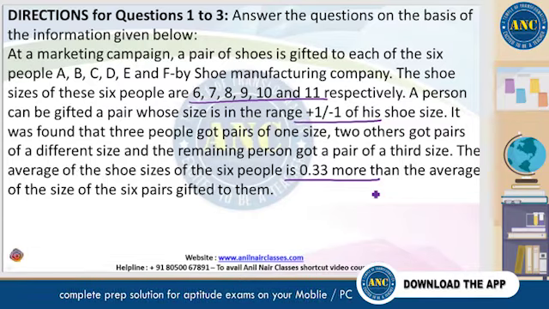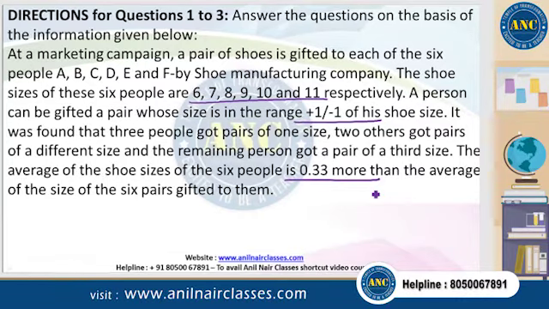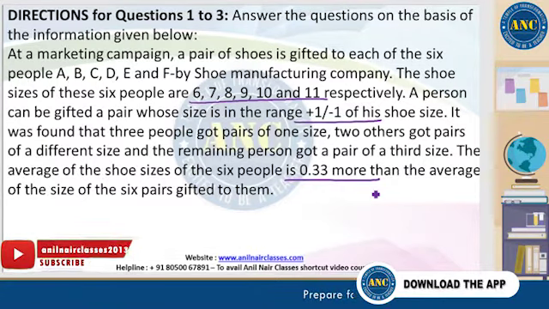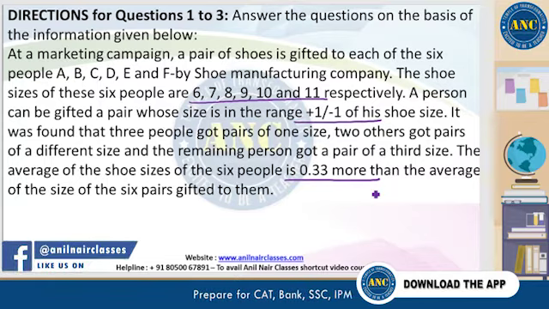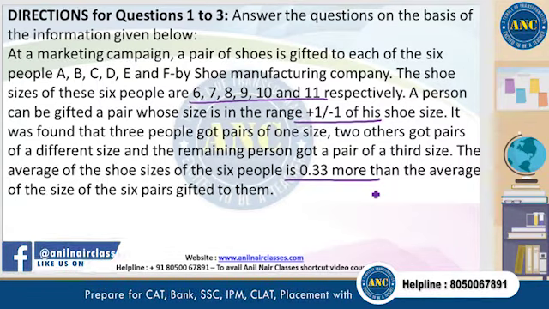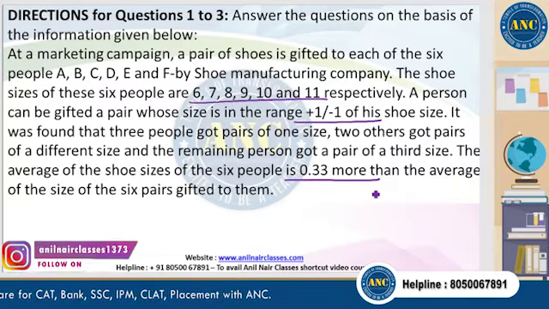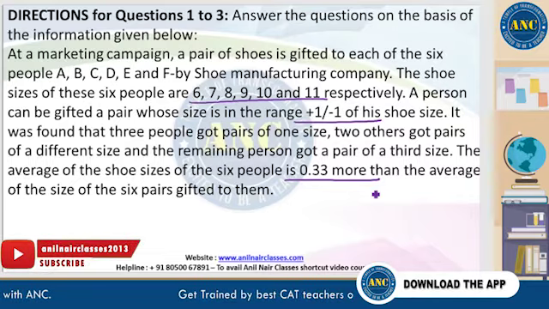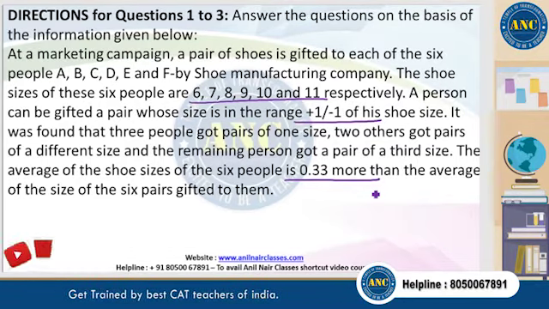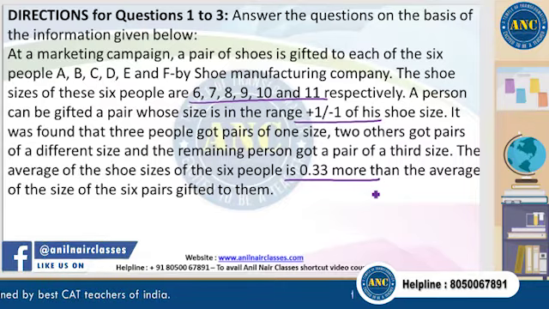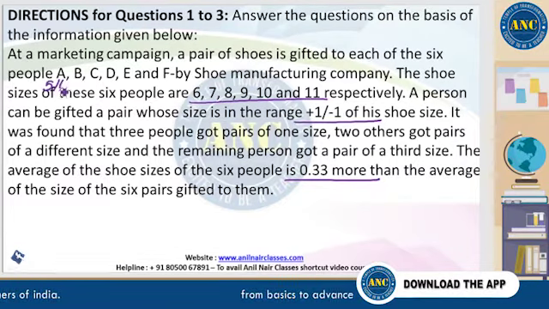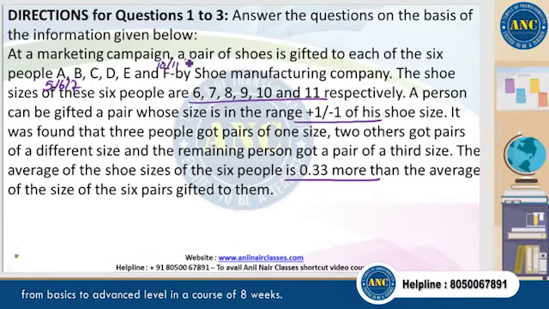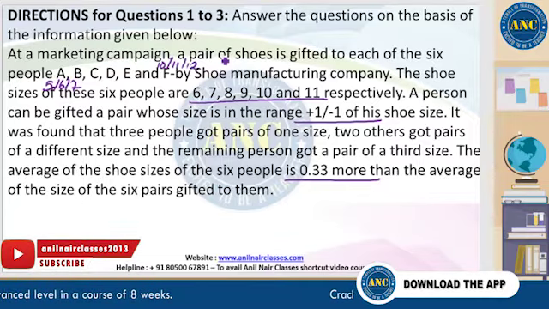Okay, so there are six of them: A, B, C, D, E, and F, a shoe manufacturing company. The sizes of these six people are 6, 7, 8, 9, 10, and 11. A person can be gifted a pair whose size is in the range plus minus 1. That means if someone's shoe size is 6, the person can be gifted a 5 or 6 or a 7. So A can wear 5, 6, or 7. Likewise, F can wear a 10, 11, or a 12. The shoe can be gifted.